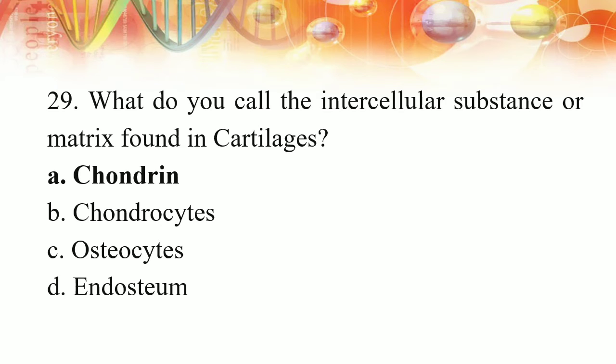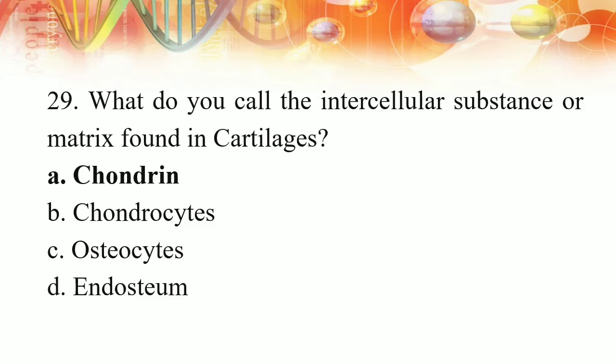Endosteum is the cellular layer or the thin vascular membrane of connective tissue that lines the inner surface of the bony tissue. Osteocyte is a cell that lies within the substance of fully formed bone. Chondrocytes are cells in the cartilages. Chondrin is the substance or matrix in which the cells of the connective tissue cartilages are found embedded. So the answer is chondrin.